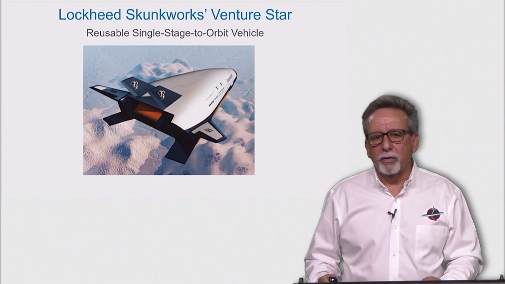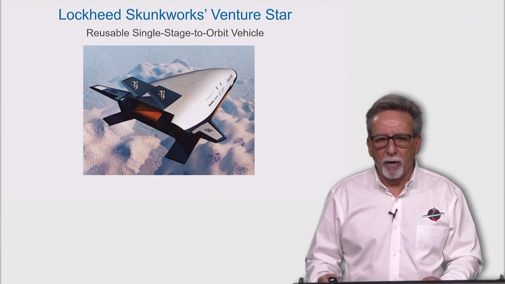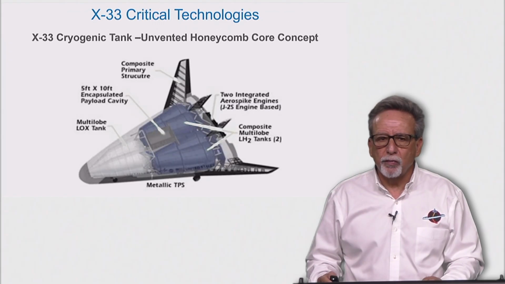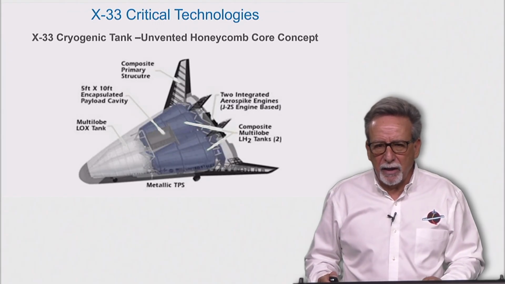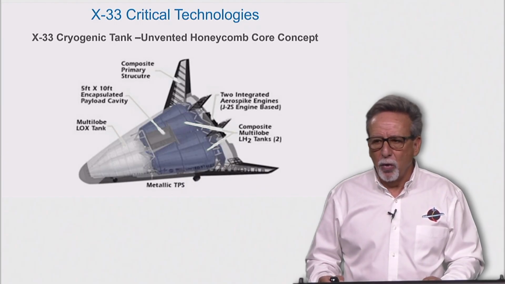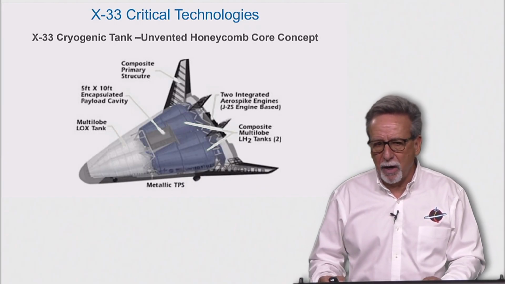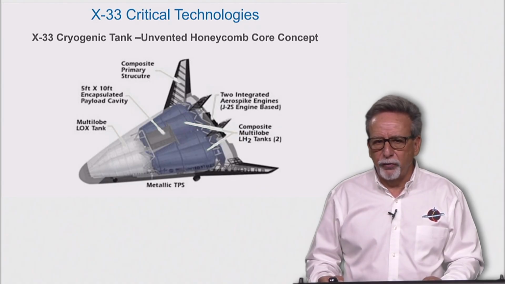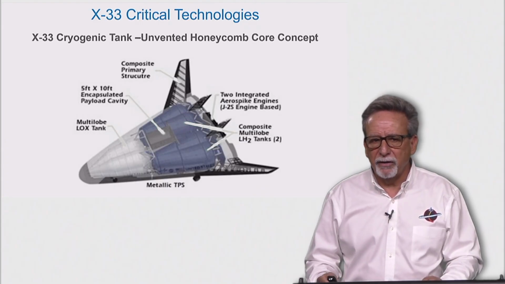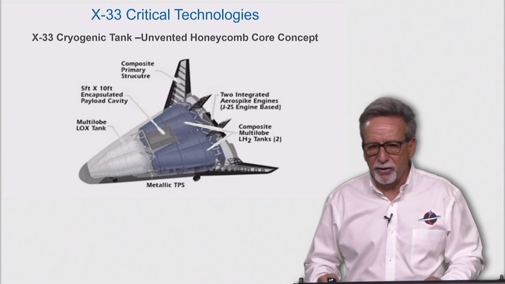The Lockheed Skunk Works was the contractor selected and went on to design their vehicle that they called the VentureStar, which is shown here. There were several key technologies that needed to be matured in order to make this dream possible. One of them was a linear aerospike rocket engine. The other was a durable metallic thermal protection system. And the last technology was a fully reusable graphite epoxy hydrogen tank and oxygen tanks.